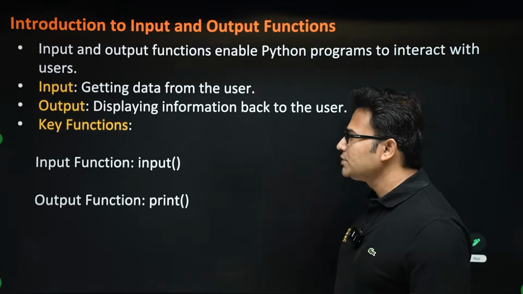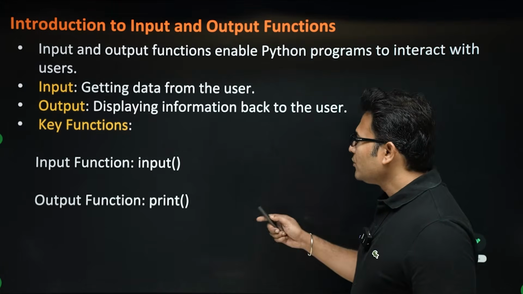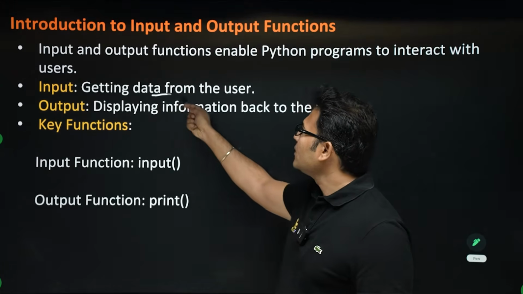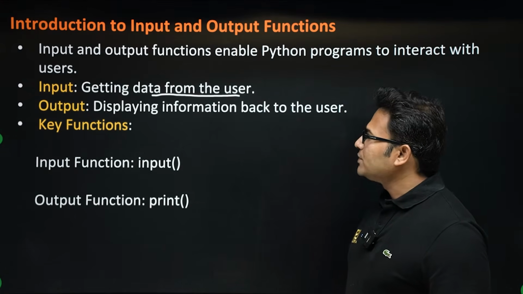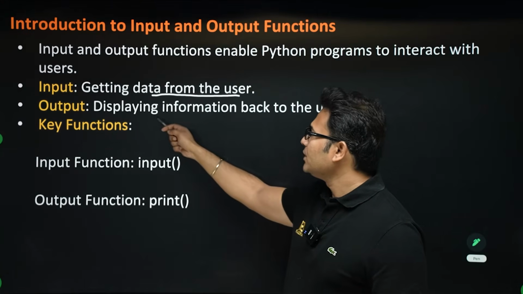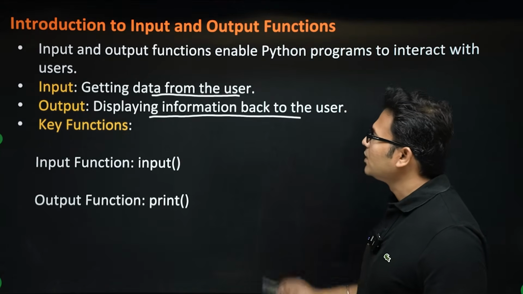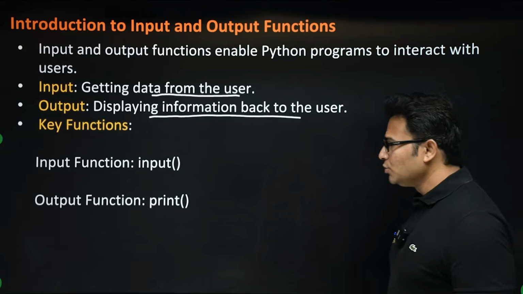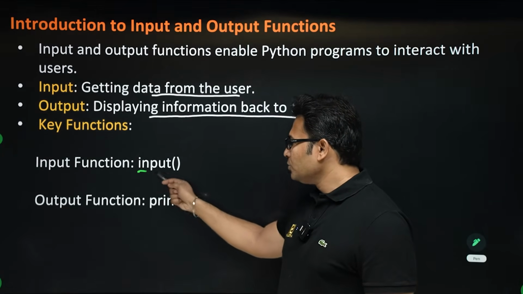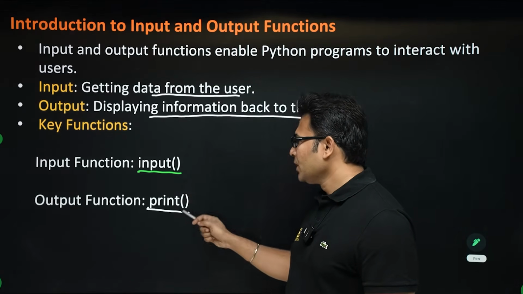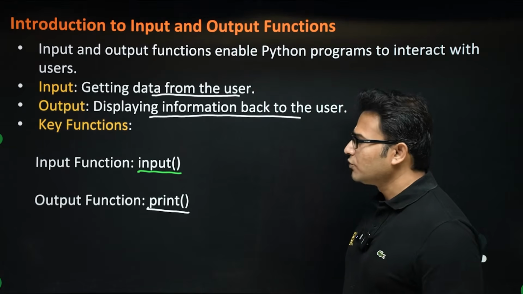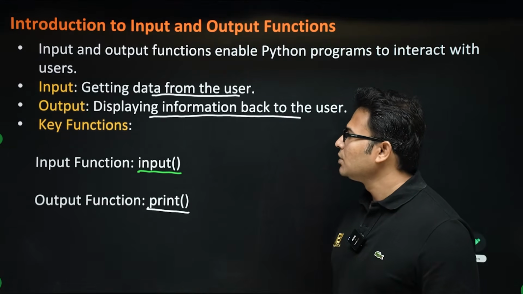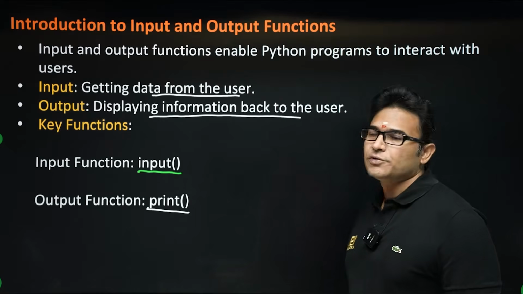What is the use of input? The use of input is getting data from the user. What is the use of output? It is displaying information to the user, right? So in Python, we use two functions called input and print. Input is for getting the input from the user and print is to print the output to the user.